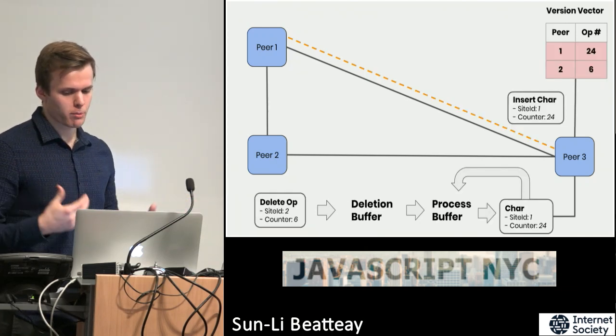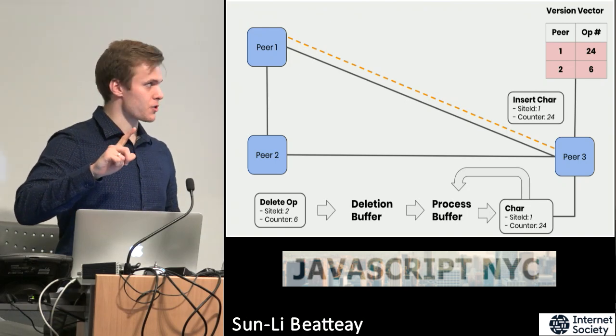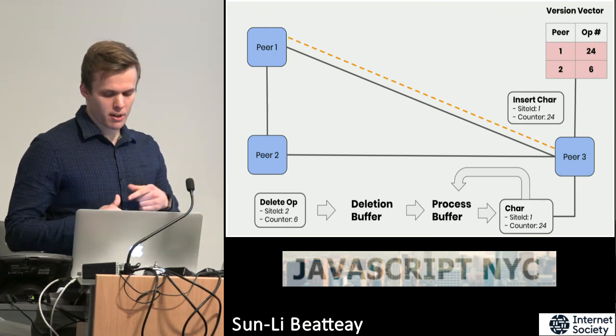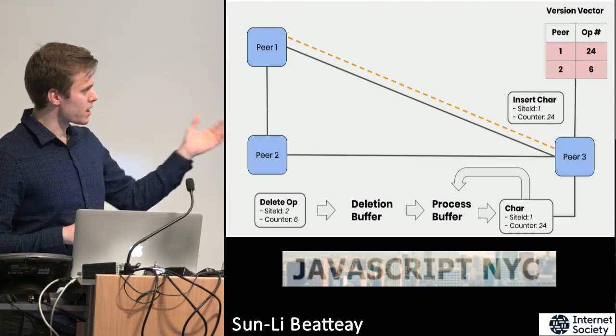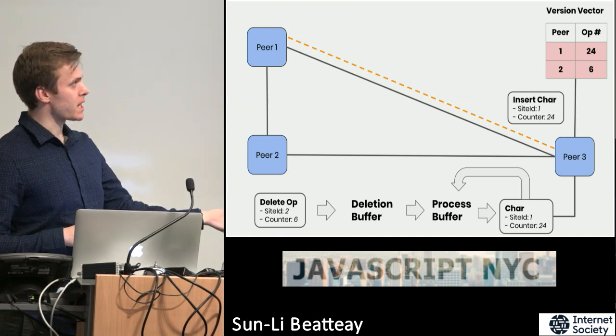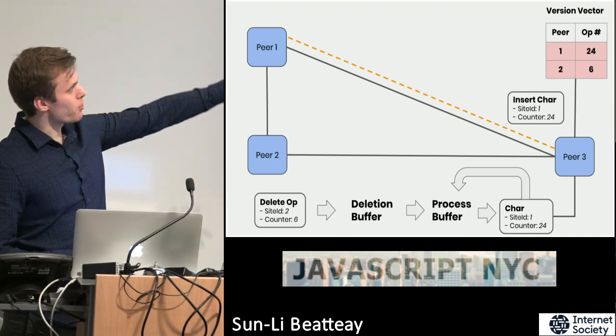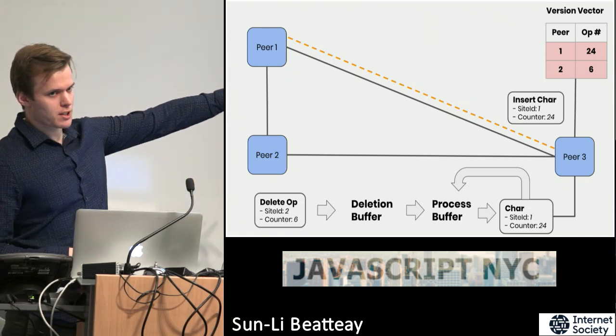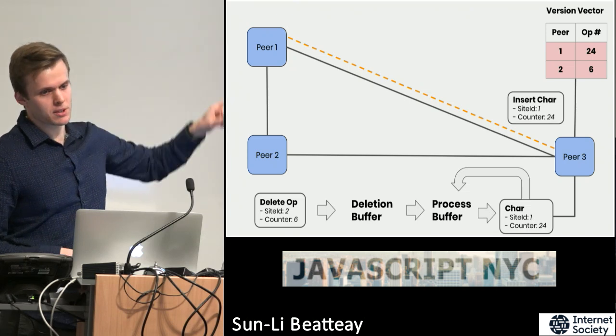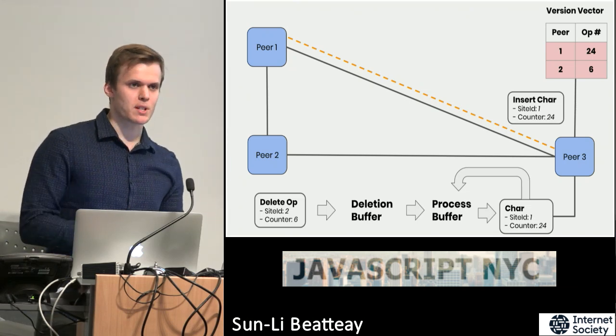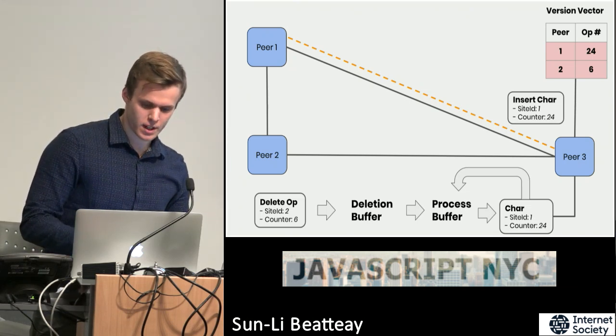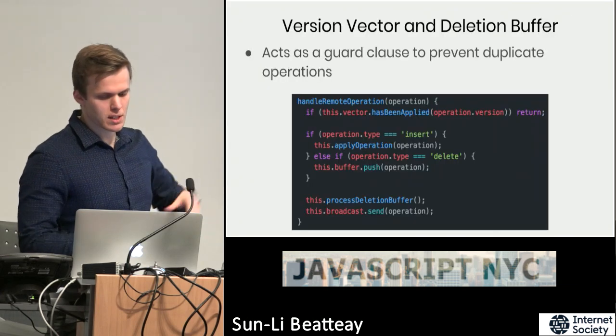So once that insert operation comes in, they're going to incorporate the insert operation, and reprocess their buffer to see if there are any deletes they can make. In this case, there is. So they're going to incorporate that delete operation, and you can see in the top right, now they've updated their version vector. So with every operation, they update their version. So that is basically how our version vector works. And all of that process you can see in this snippet of code.